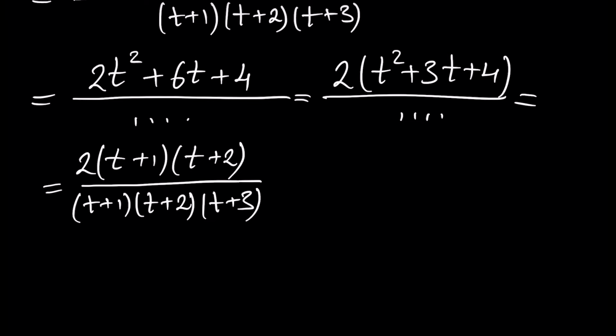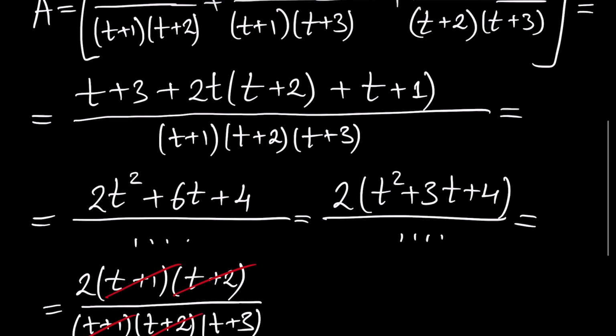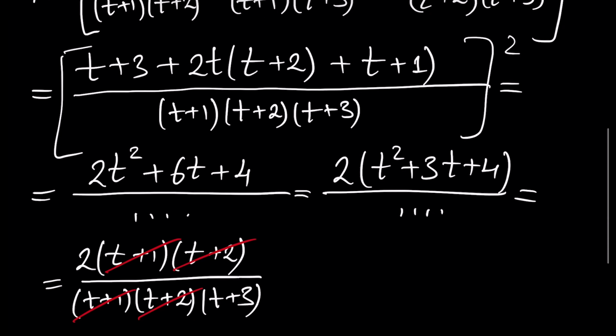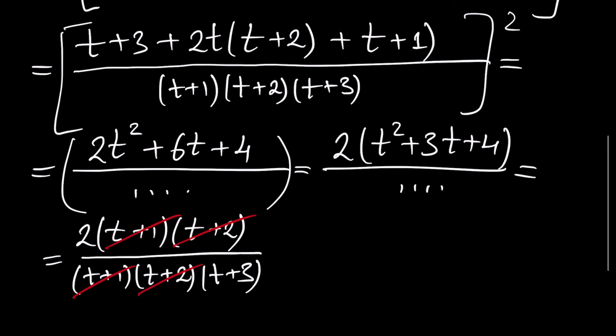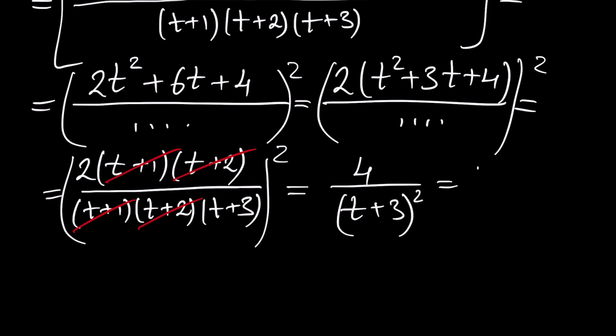Now we perform cancellation of this. We actually forgot to put the square everywhere here. So we will have 4 divided by t plus 3 squared. This is our A.